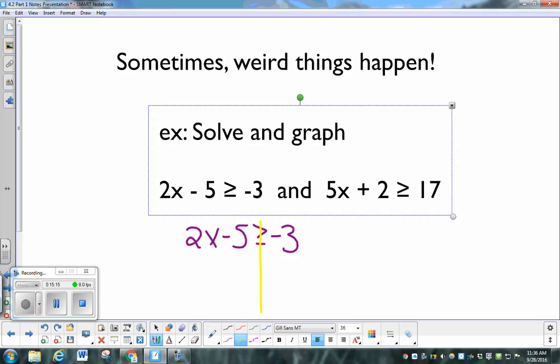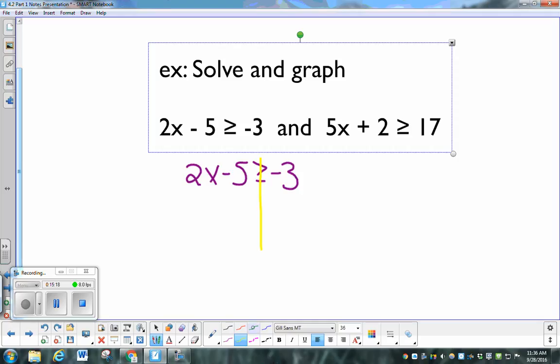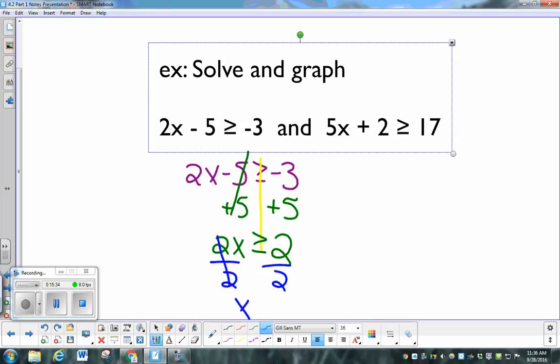We'll solve this as usual. So we're going to add 5 to each side because we have to undo adding and subtracting first. We're left with 2x is greater than or equal to 2 because negative 3 plus 5 is 2. Then we can just divide by 2. So we're left with x is greater than or equal to 1. That is one of our sets of conditions. X has to be bigger than or equal to 1, greater than or equal to 1.